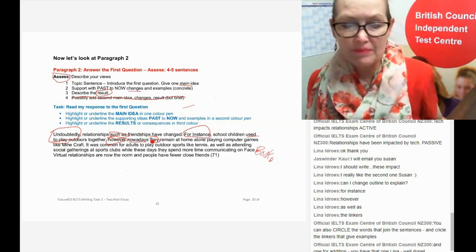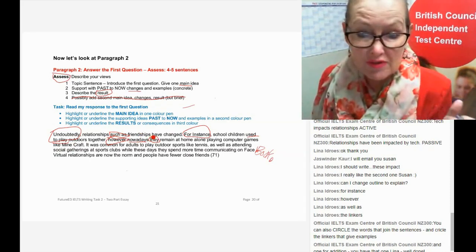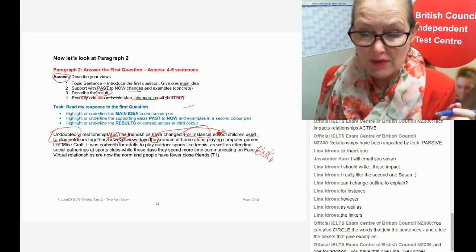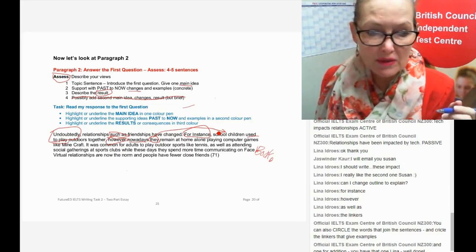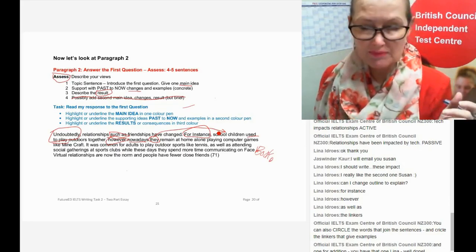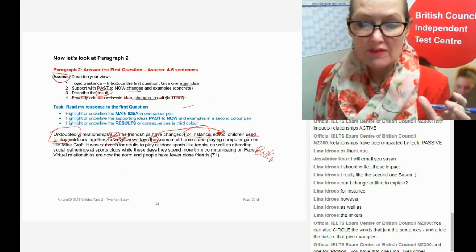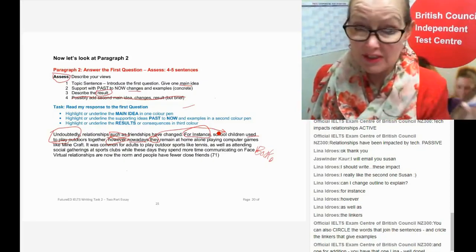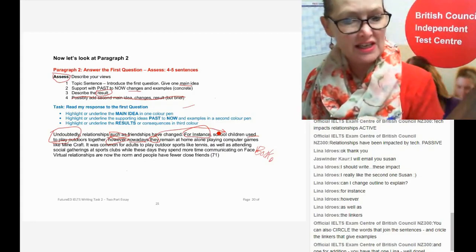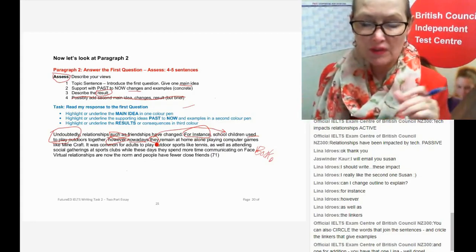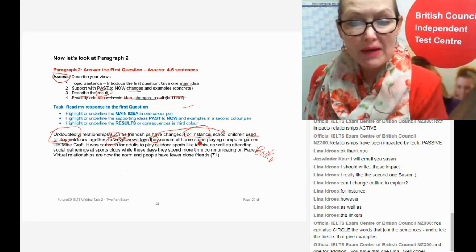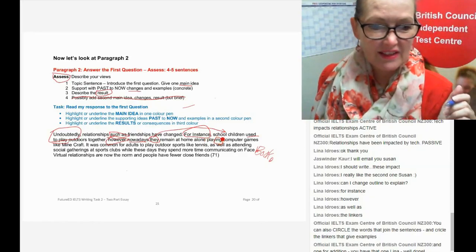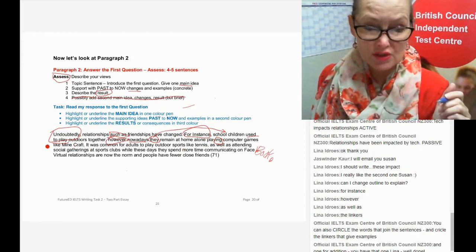So this paragraph is fully peppered with these kind of linkers. So for example, for instance, school children, and then have a look at this, used to play. So this is this nice past structure, used to plus infinitive, used to play. Something that happened in the past. Does it happen today? No. Used to means it happened then, but it doesn't happen now. Okay, so they used to play outdoors together.